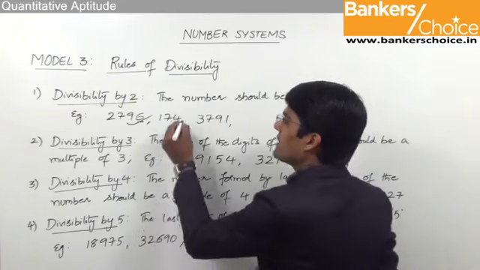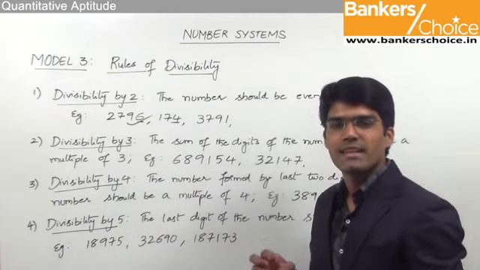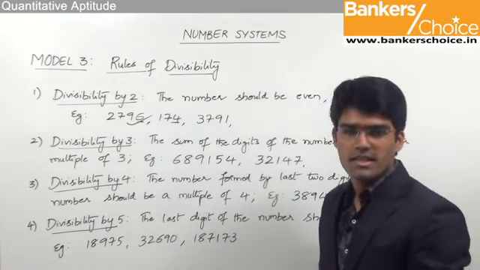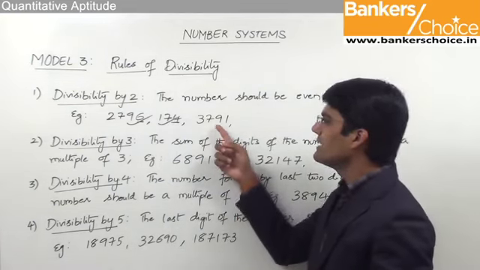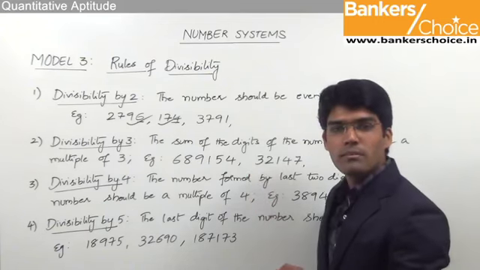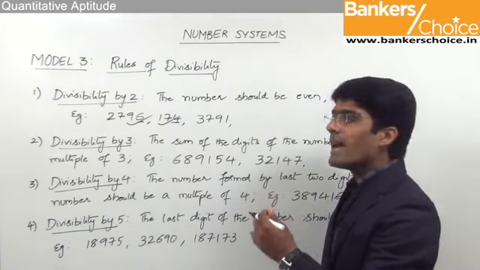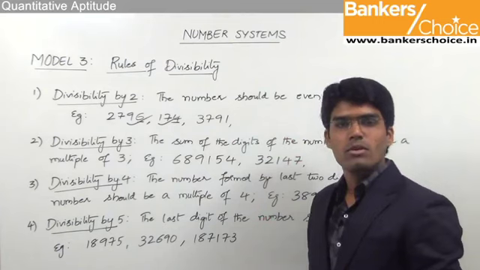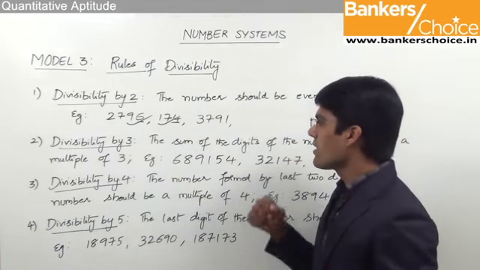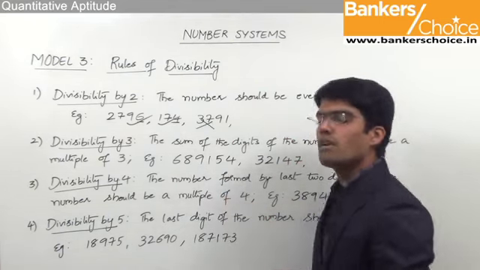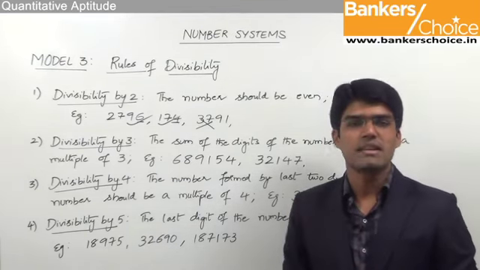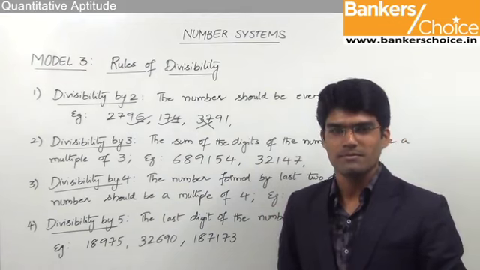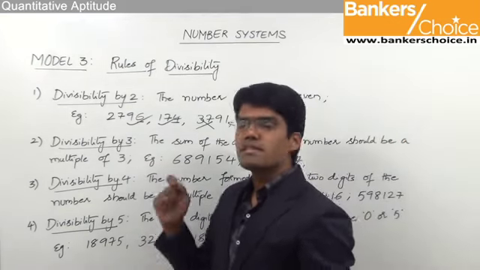Similarly 174, the last digit here is 4. That is again an even digit. So 174 is an even number. So even this is divisible by 2. But when we look at this number 3791, this is an odd number. And very clearly we know that for a number to be divisible by 2, it should be even. And since it is an odd number, we can say that this is not divisible by 2. So this is how we can verify the divisibility by 2 by simply checking the last digit of the given number.